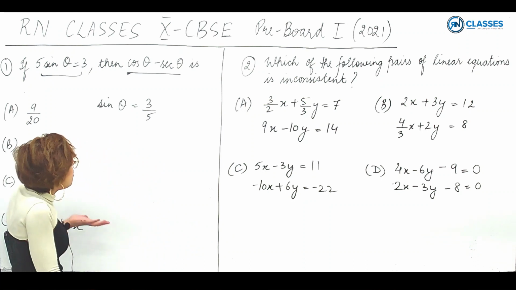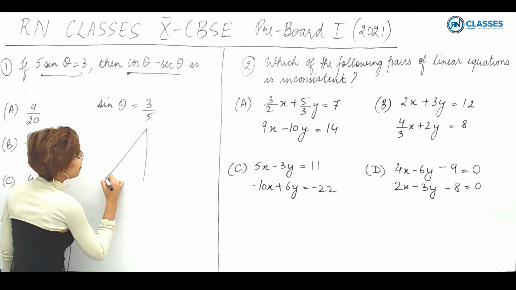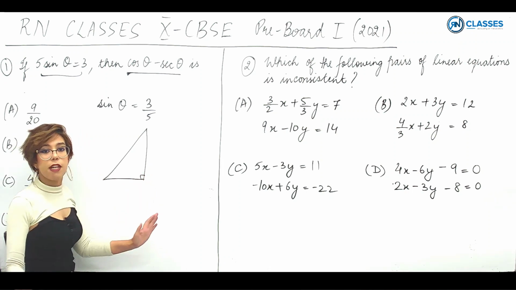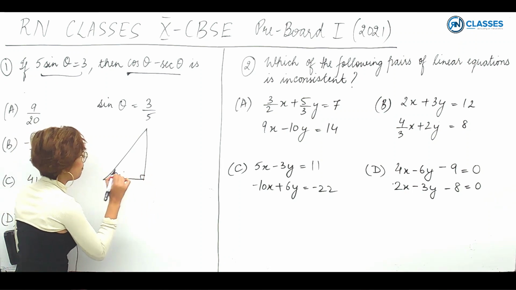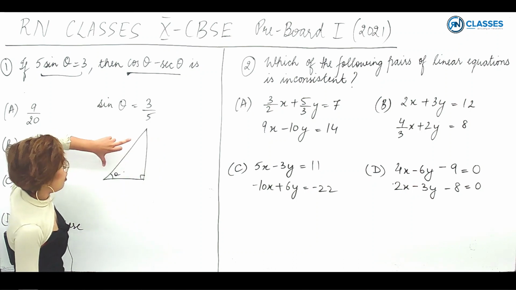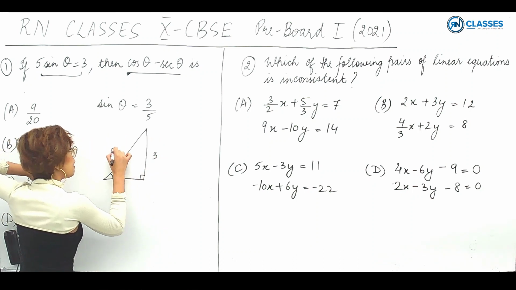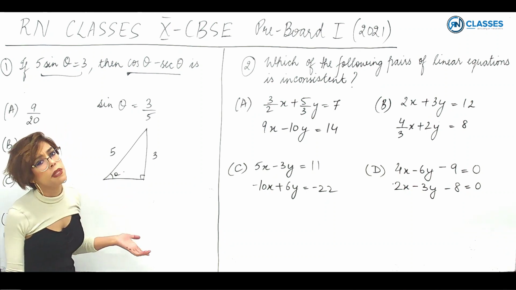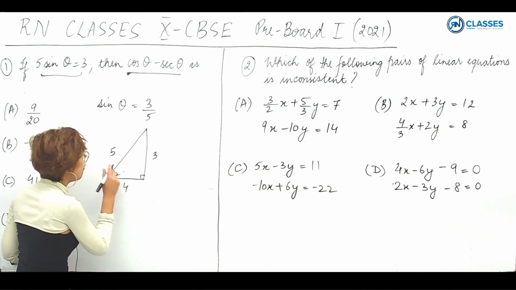So sin theta, let me imagine a triangle, right? Obviously a right triangle. This is 90. But imagine it. And suppose this angle is theta. So sin theta is perpendicular upon hypotenuse. So this is 3, this is 5. Right? Now can you guess the base here? Obviously I know the Pythagorean triplet, that is 3, 4, 5.